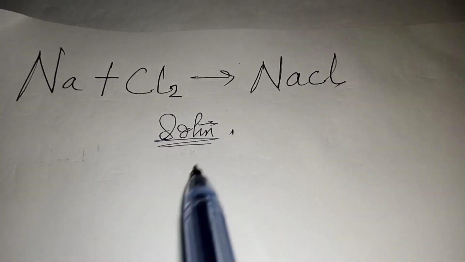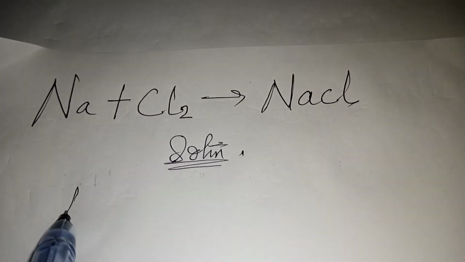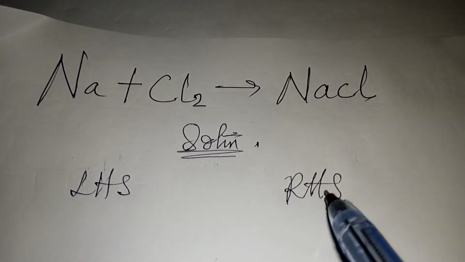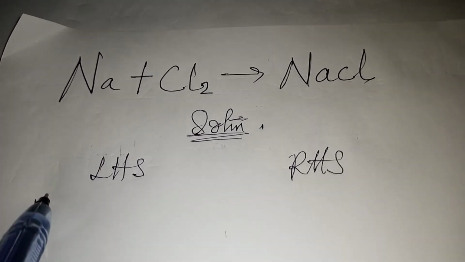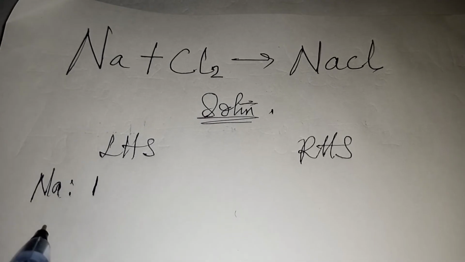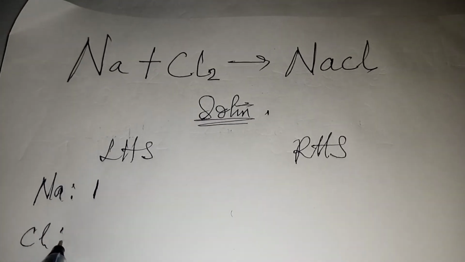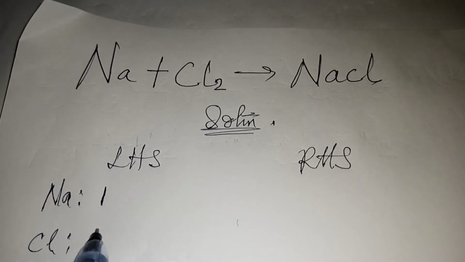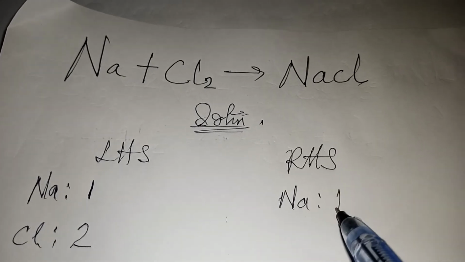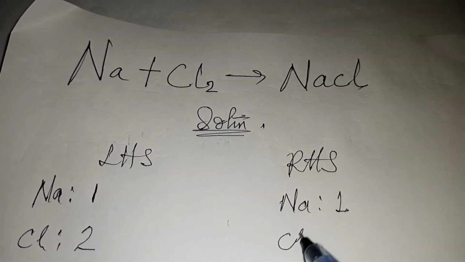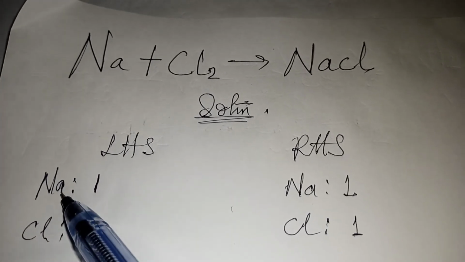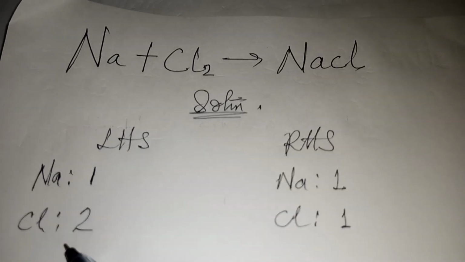For us to balance the equation, let's start with the left hand side of the equation. This is the left hand side and this is the right hand side. On the left hand side, we have the element sodium, which has 1 atom. We also have another element, chlorine, and this has 2 atoms. On the right hand side, we also have sodium, and the sodium has 1 atom. Chlorine here has 1 atom. You can see that the equation is not balanced. The sodium is balanced, but that of the chlorine is not balanced.